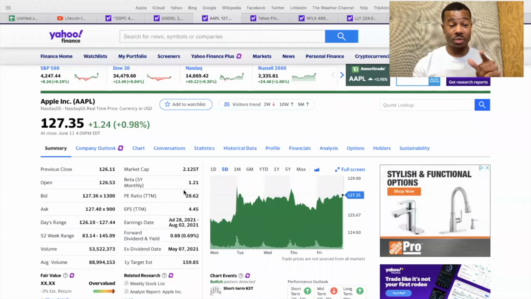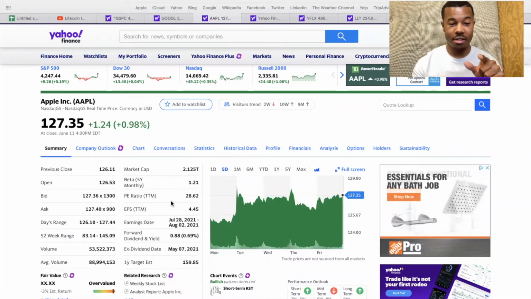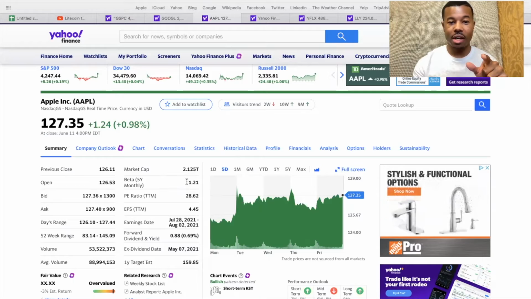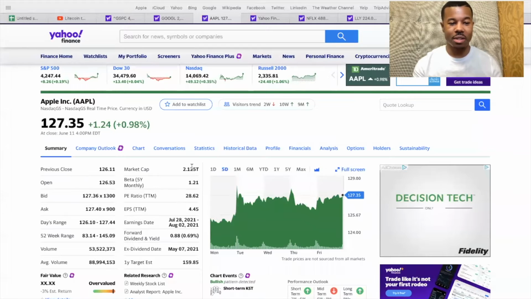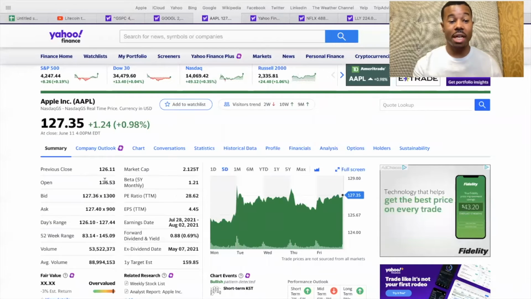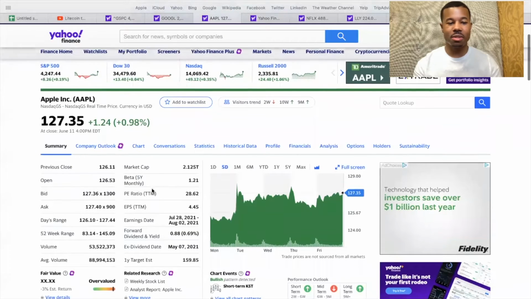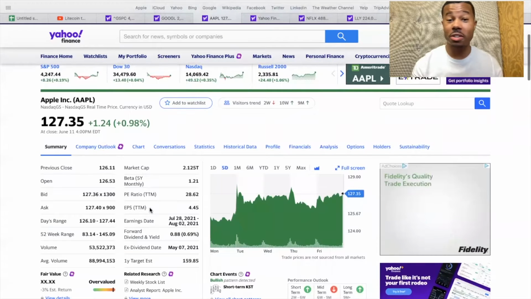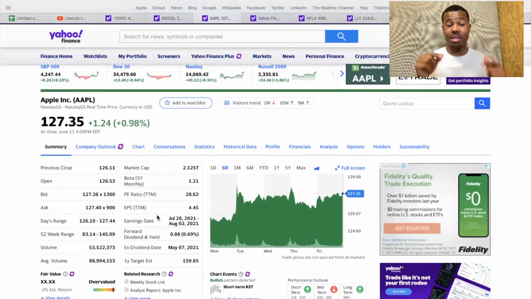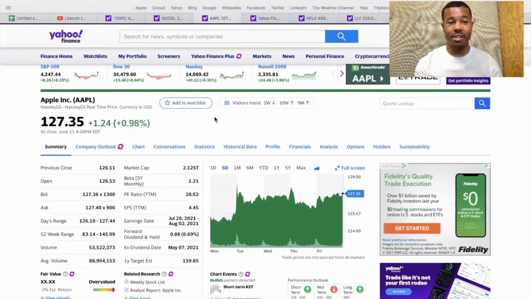In this video, I'll be showing you this right here. You look at the beta right here, 1.21. This is for Apple. So this area right here is what I'm talking about. There are many things people look at: the market cap, the P/E ratio, the earnings per share, all of those things. But in this one, it's beta.